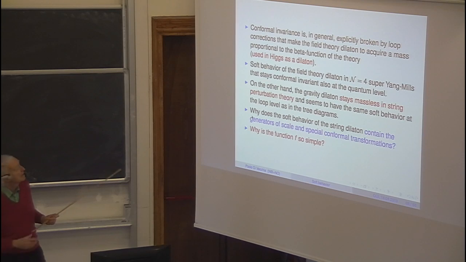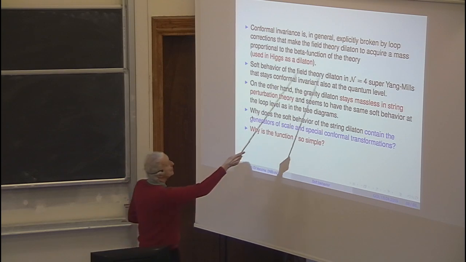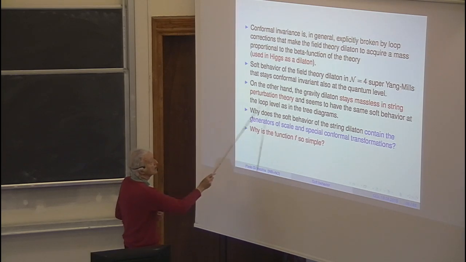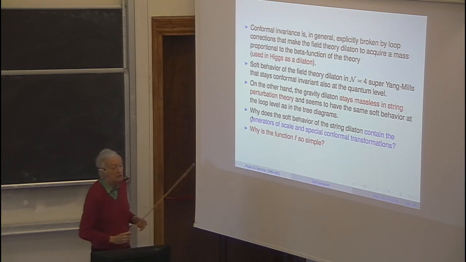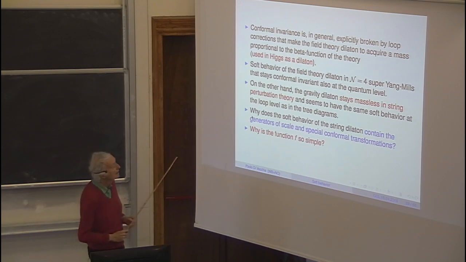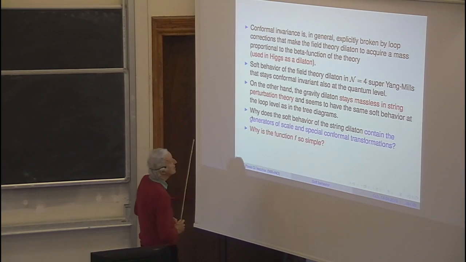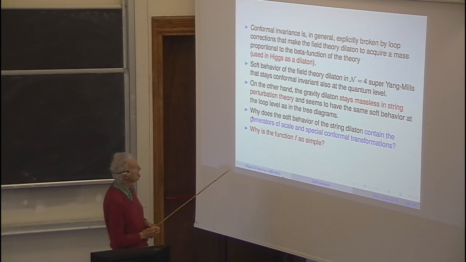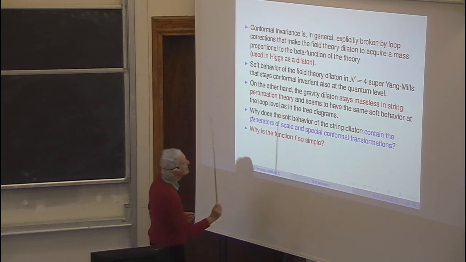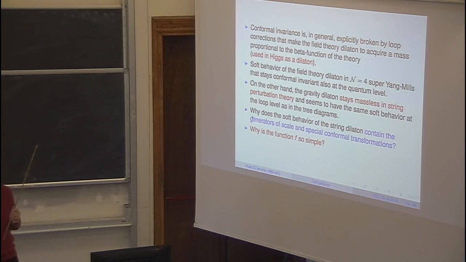Of course, at loop level, the conformal invariance is broken, so the dilaton in general acquires a mass, except in certain theories, like N equal 4 Yang-Mills, where the dilaton can be studied to any order of perturbation theory. On the other hand, the graviton stays massless in string perturbation theory and has the same behavior at the 3 level as at loop level. Now, why does the soft behavior of the string dilaton contain a generator, and why is the function so simple? This is left for the future. Okay, thank you very much.